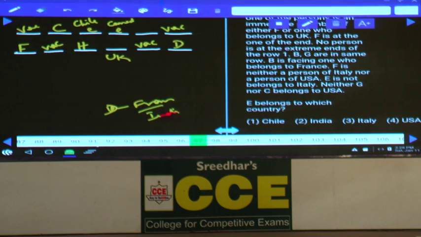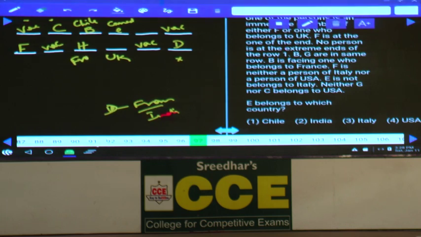As B and G must be in the first row, and B is facing the one who belongs to France, this person cannot be France, isn't it? Because B cannot be opposite to this D. B cannot be at this place, B cannot be here. What is the only possibility? The person who belongs to Chile is B. And then this B is opposite to whom?